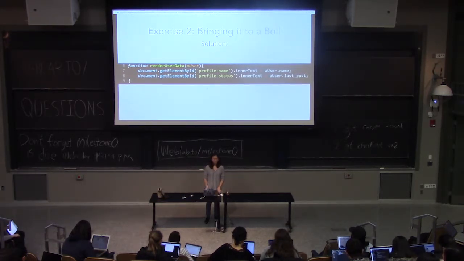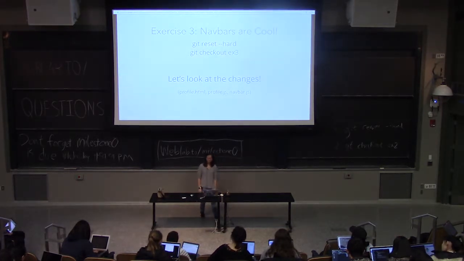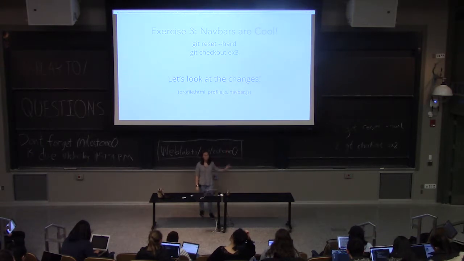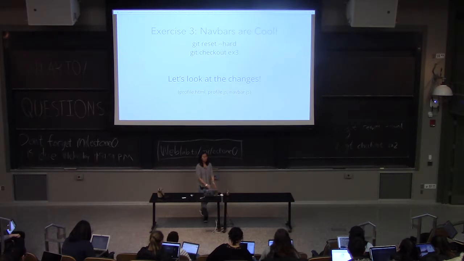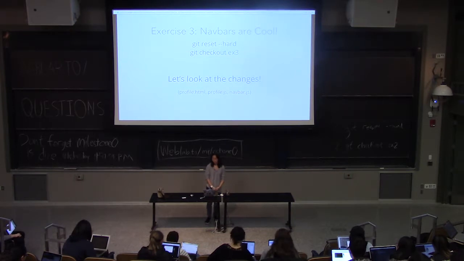Okay, please raise your hand if you're still working on this exercise. All right, we're going to move on to the next exercise then. So exercise 3 is we're no longer continuing with the boiling jokes. And we're going to talk about Navbars. So we're going to do git reset again, and we're going to check out the next exercise. So do git reset dash dash hard, and then git checkout EX3 for exercise 3.